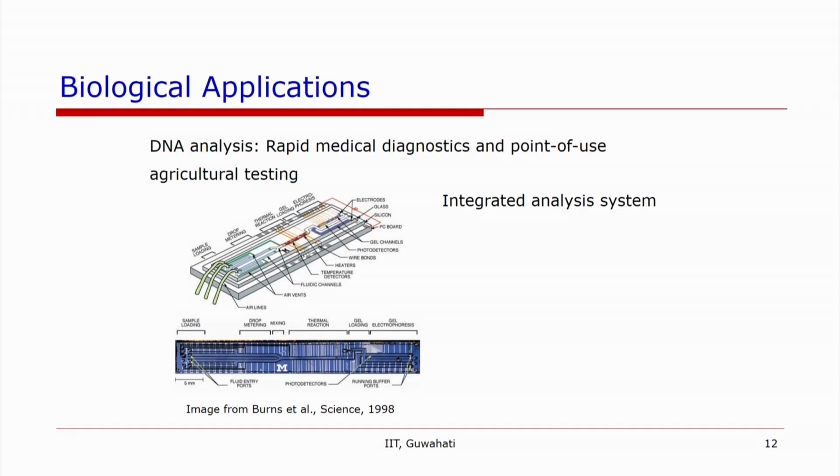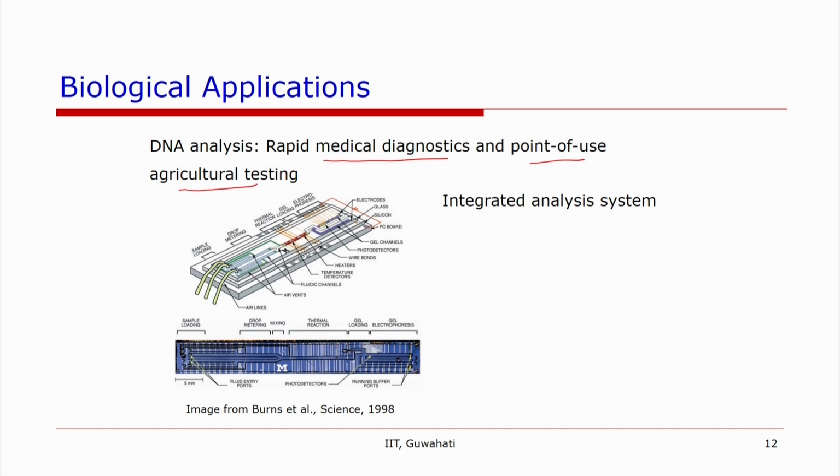Now, let us look at some of the biological applications. By no means do the applications that I show cover all the applications, I am just showing a few. One of these is DNA analysis. DNA analysis involves a number of processes, and it will be useful for medical diagnostics as well as for point of use testing in agriculture.